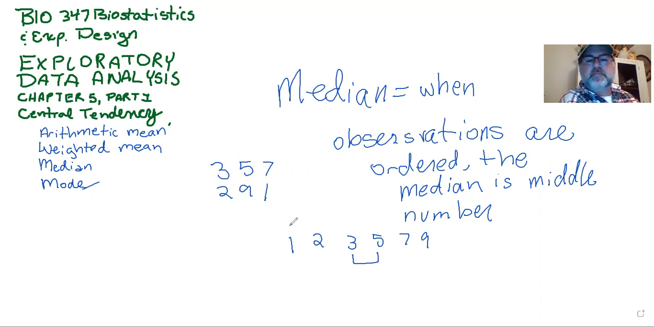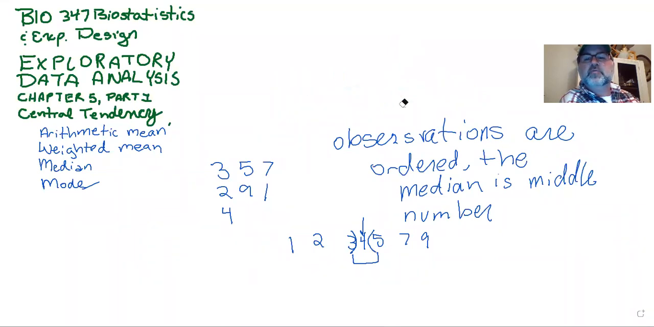But if you have an odd number, like say there was an actual 4 in here, it would be 4, okay? Because it's the middle number. So you have as many numbers on this side as you do this side, okay? And that's the median. When do you use the median as opposed to the average? It depends on the shape of your data, okay, and what you're trying to get across.